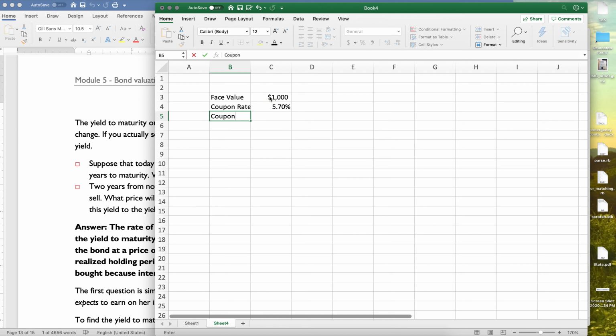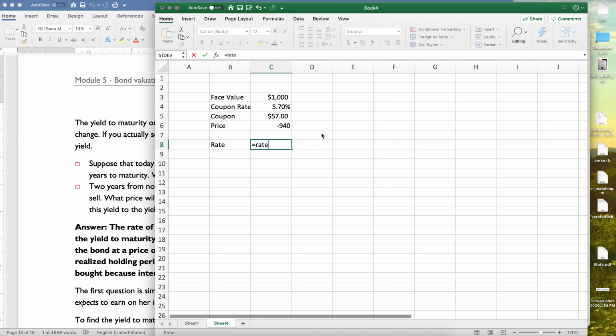So that means that the effective semi-annual rate. Oh no, there's no effective semi-annual. It's an annual bond. So the actual coupon is going to just be 5.7 times 1,000. The price right now, if I had to buy it, would be minus 940. And so what rate is that?